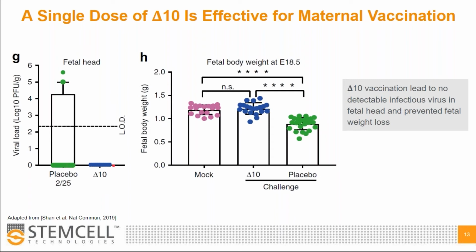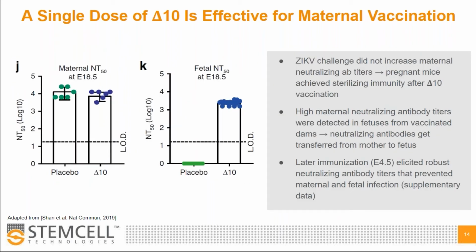When looking at the fetal body weight, they saw that the Delta 10 vaccination could prevent the reduction in fetal body weight that was observed in the placebo group. When looking at the neutralizing antibody titers, they saw that Zika virus challenge did not increase the maternal neutralizing antibody titers when compared to the just placebo-treated group. So they concluded that in pregnant mice, sterilizing immunity was already achieved after Delta 10 vaccination.